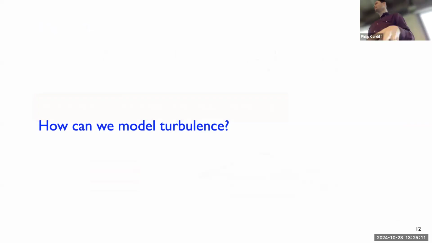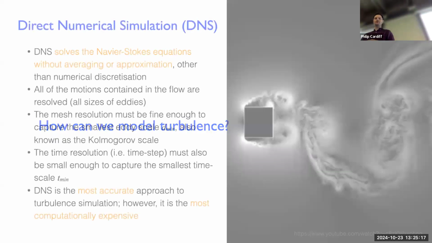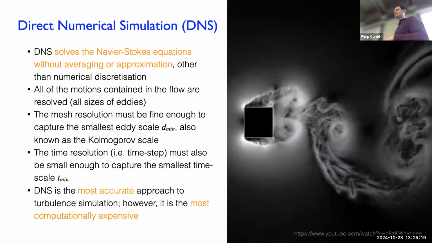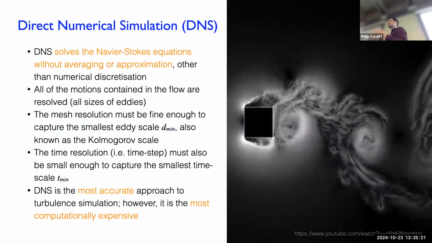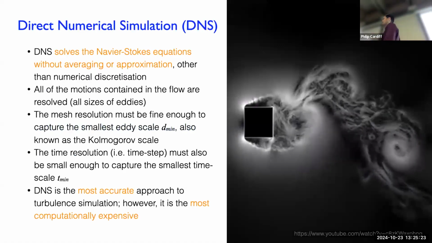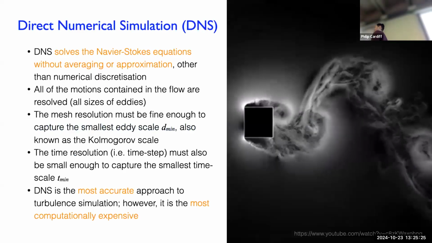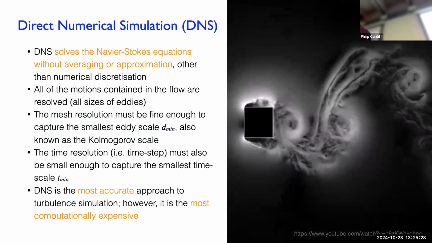So what do we care about? We care about how we model it. Now that we understand at least at a high level how it works, how can we model it? There are three classic ways to model turbulence, of increasing accuracy and decreasing cost.